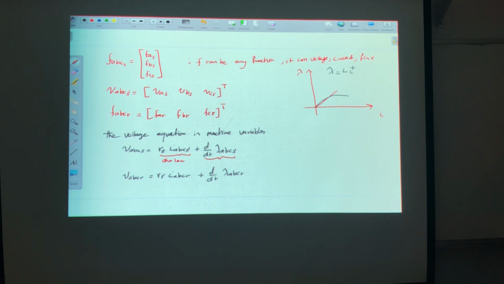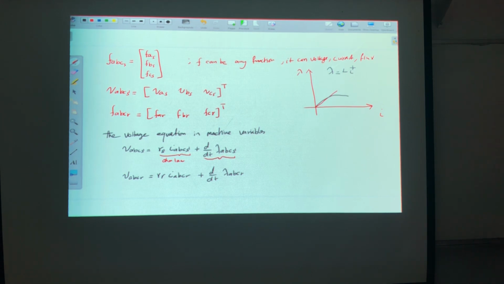Good. So now let's see. The voltage, we know, VABC, we know it. Why? Because we are giving the voltage to the stator, and for the rotor it's equal to 0. Shorted. If I'm using a squirrel cage, it will be shorted. If I'm using a wound rotor, I'm shorting it, then it will be shorted.